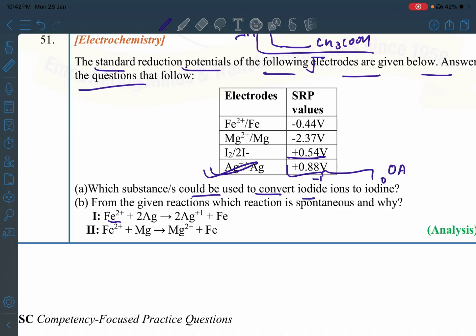Fe2+ and Ag. Okay, so Fe2+ reduces. Which one has the lowest reduction potential? It is Mg, so Mg can reduce. So the second one will be spontaneous.